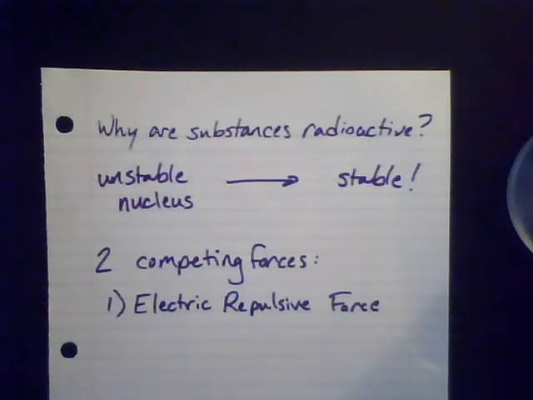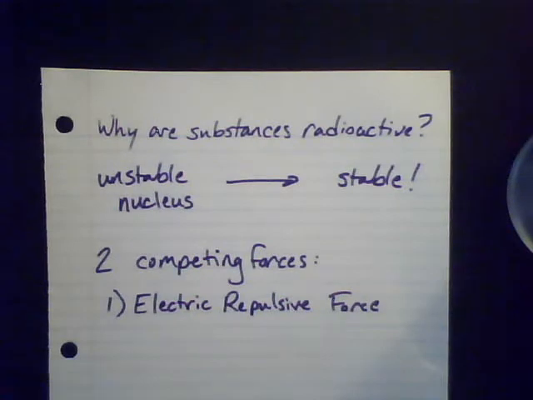Hi guys, today I want to talk a little bit about why substances are radioactive. So we've talked a little bit about the different types of radioactivity. We said that there's alpha, beta, and gamma radioactivity. And we talked a little bit about defining the different terms, so radioactivity versus radiation. You've seen a little bit about calculating half-life. And now I want to talk a little bit about why fundamentally things are radioactive.